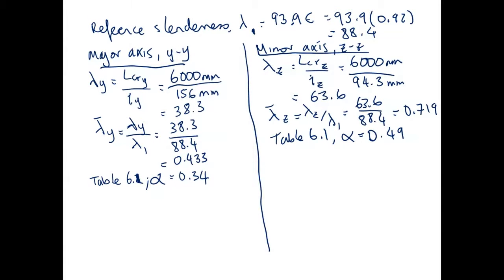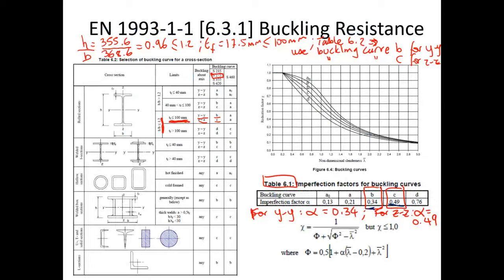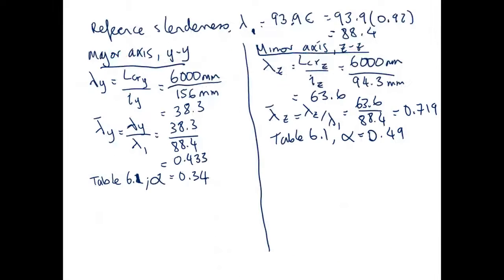Okay. So we have those two values now: the normalized slenderness value and the imperfection value. So we can work those out now. Okay, so we're going to put those into the equation.